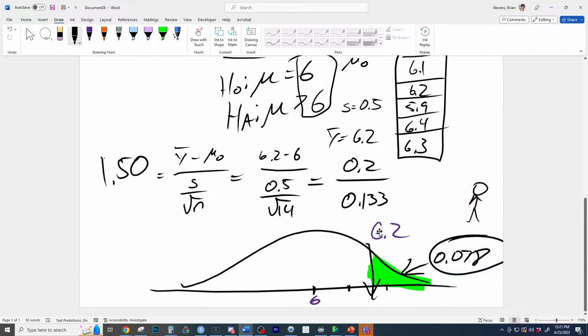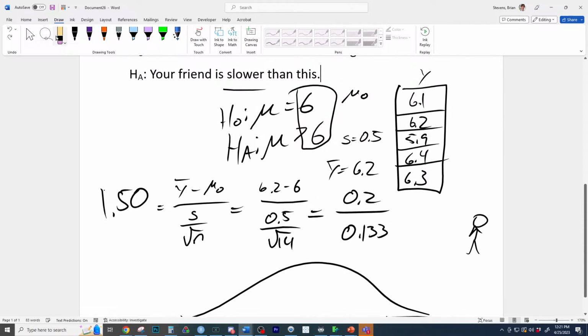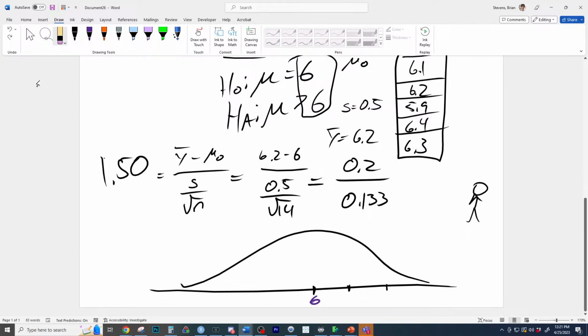If I am a 6-minute mile runner, what percent of the time would you see me run a 6-minute mile or longer? If I am a 6-minute mile runner, and you just go out and watch me run miles. If it's true that I'm a 6-minute mile runner, what percent of the time would you see me run a 6-minute mile or longer? And I'll start drawing it out to maybe help out.